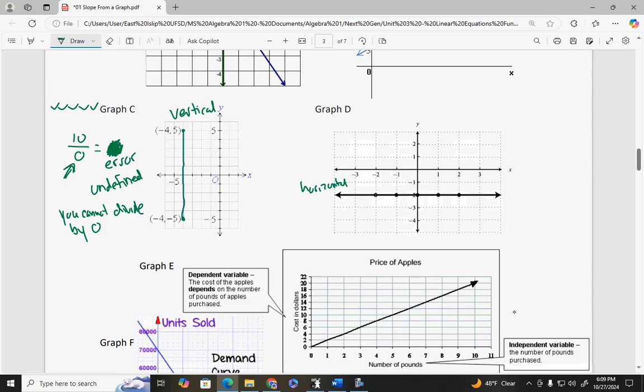So let's pick 2 points. Let's pick this and this. And let's count. How much up? Oh, I don't go up at all. How much to the right? Oh, I could go just one spot. What is 0 divided by 1? 0 divided by 1 is 0.